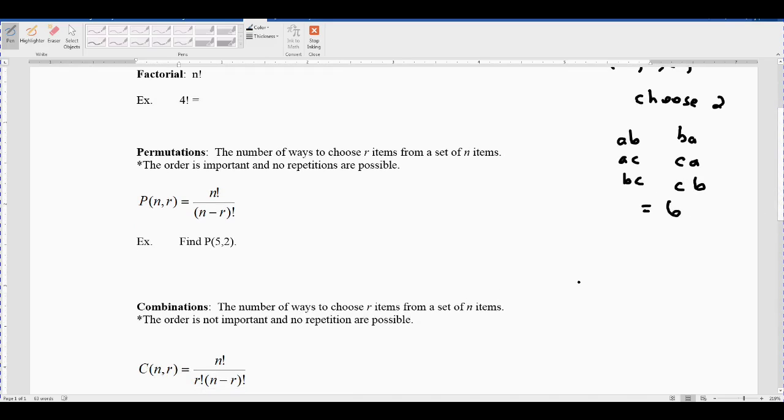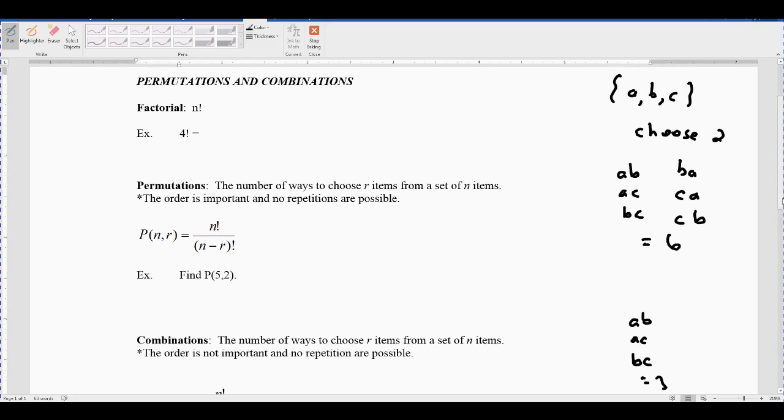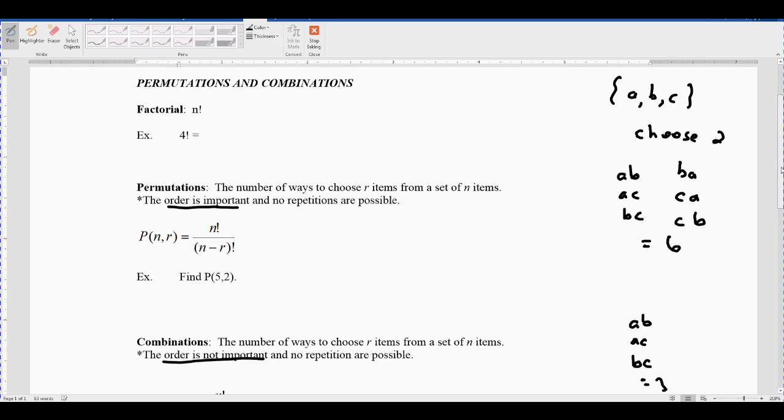Now, with combinations, when I do AB, AC, BC, I can't use BA also because the order is not important. So AB is the same as BA, and AC is the same as CA, and BC is the same as CB. That means there are 3 possible combinations. So when you hear permutations and combinations, you're choosing so many items out of a given set. With permutations, the order is important, and with combinations, order is not important. So that's a big deal.